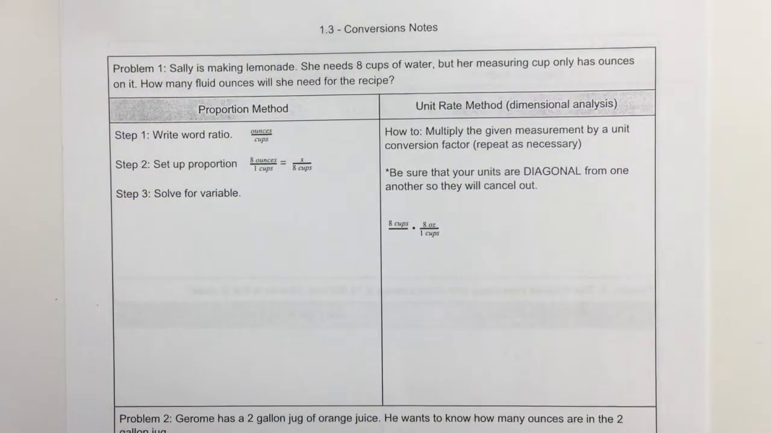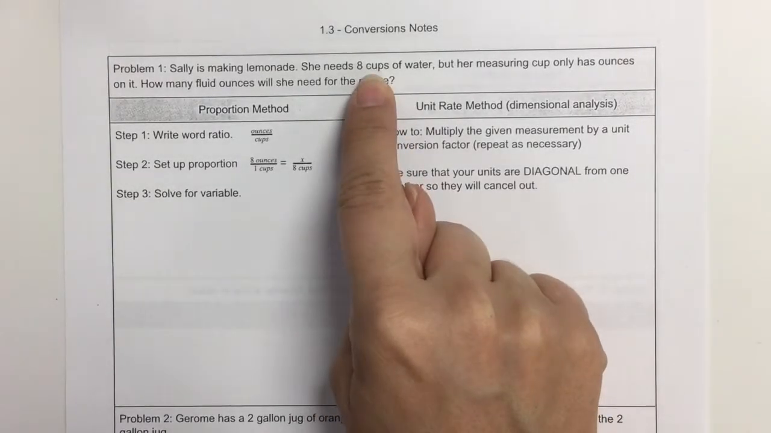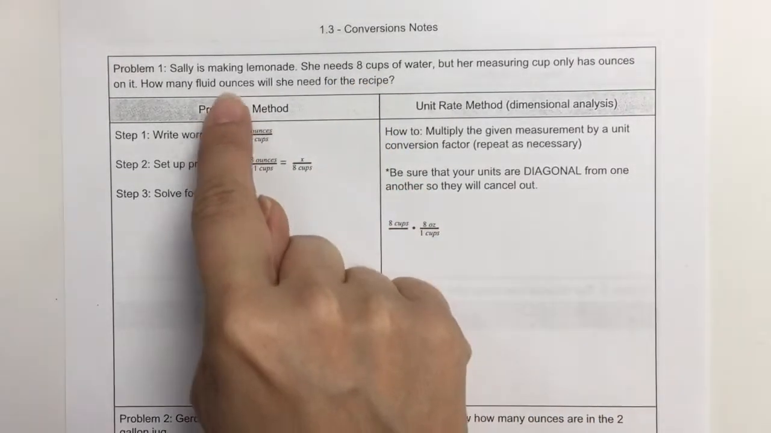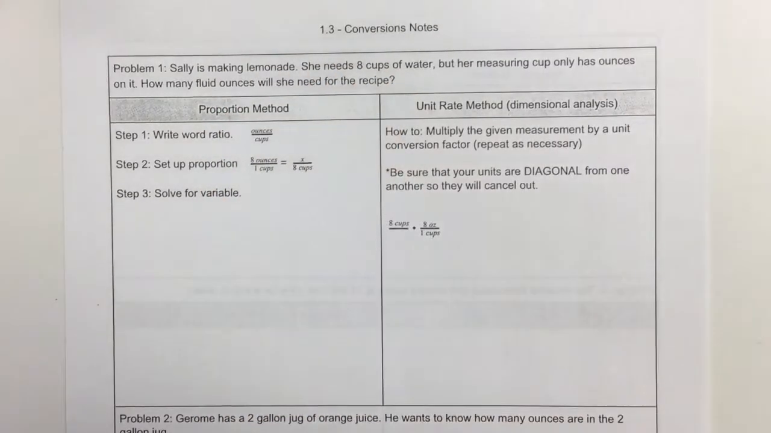Now we're going to take a look at converting in measurement systems. So the first thing we're going to look at is a problem with the customary system. The problem says, Sally is making lemonade. She needs 8 cups of water, but her measuring cup only has ounces on it. How many fluid ounces will she need for the recipe? So we're trying to see if we need 8 cups of water and we can only use ounces, how many ounces is equivalent to 8 cups of water?